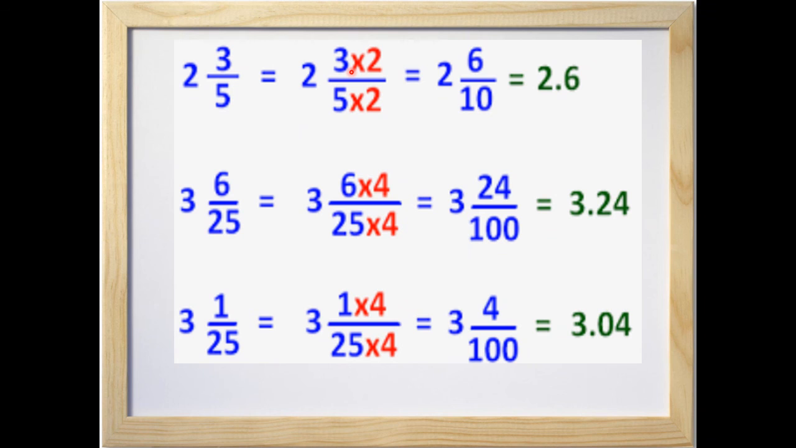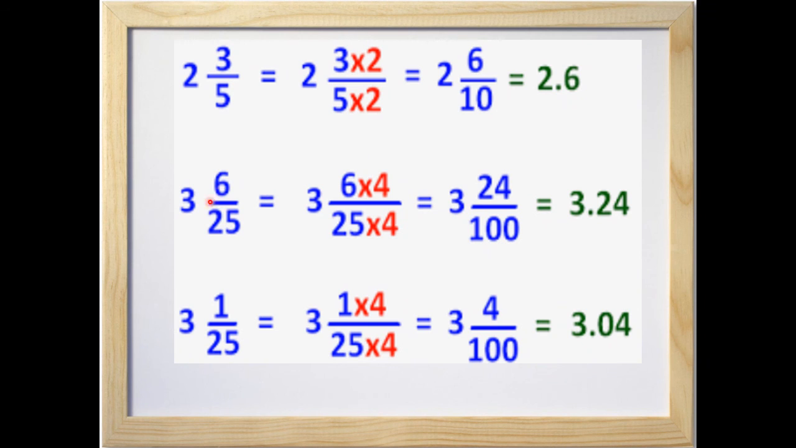So we'll get 3 twos are 6 and 5 twos are 10. Now we have converted this mixed fraction into another mixed fraction where the fractional part is a decimal fraction. So the whole number part will remain the same, but 6 by 10 we can write it as 0.6. Is it clear? So 2 3 by 5 can be written as 2.6. Is it clear? Now let us take another example, 3 6 by 25.